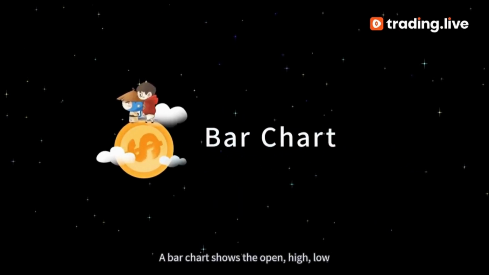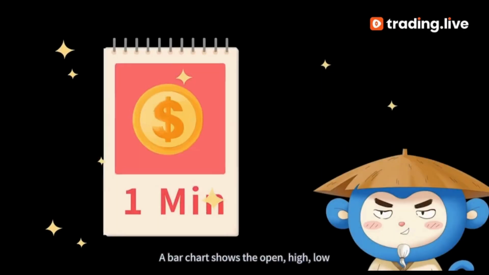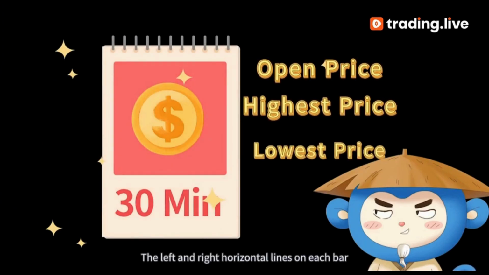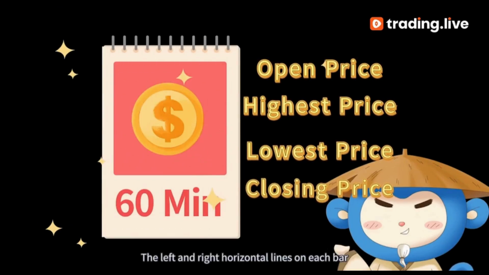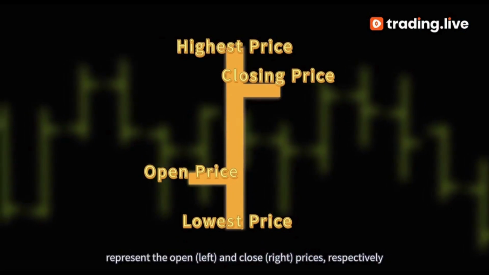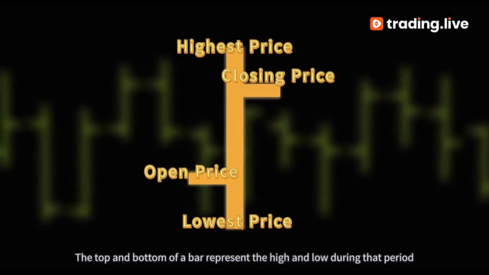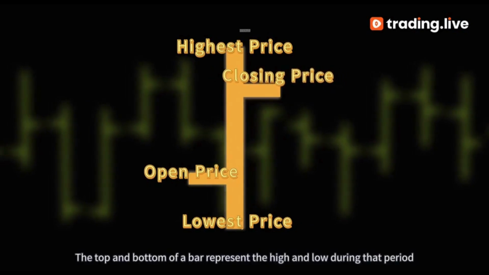Bar chart. A bar chart shows the open, high, low, and close prices for a specified period. The left and right horizontal lines on each bar represent the open (left) and close (right) prices respectively. The top and bottom of a bar represent the high and low during that period.